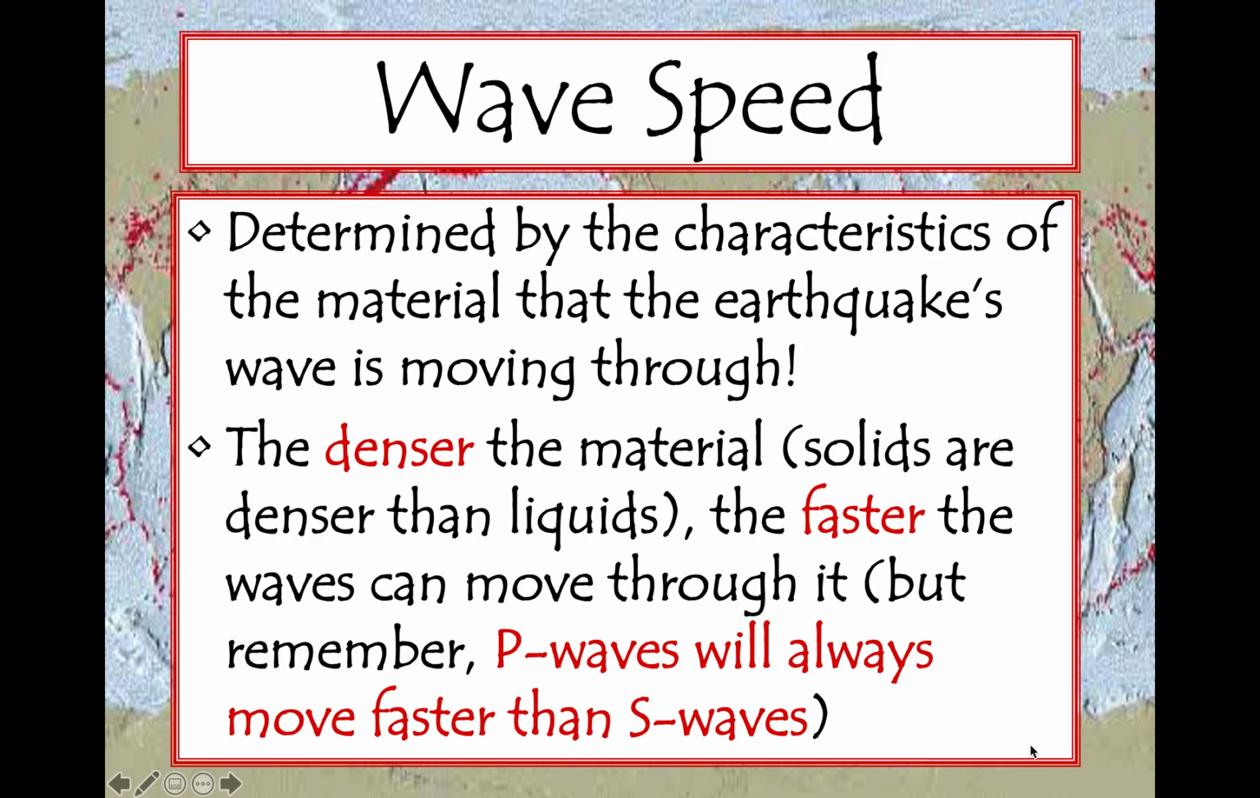So here we go. Wave speed is determined by the characteristics of the material that the earthquake's wave is moving through. This is true with any waves, right? The speed of a wave is determined by what material it is traveling through. And of course, we know that different materials have different densities. The rule is that the denser the material, solids are usually denser than liquids, the faster the waves can move through it. But remember, P waves, no matter what material they're moving through, will always move faster than S waves.